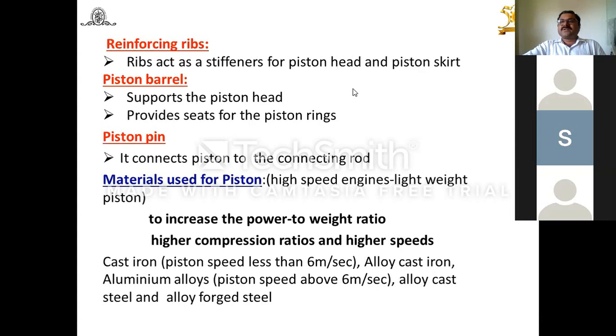Because in the piston, after expansion, there is a lot of excessive pressure on the piston head. Second, because of the reciprocating motion, the connecting rod also exerts some thrust on the piston on this side. Ribs are provided, and they act as a stiffener. They help to take that thrust load as well as the expansion pressure.